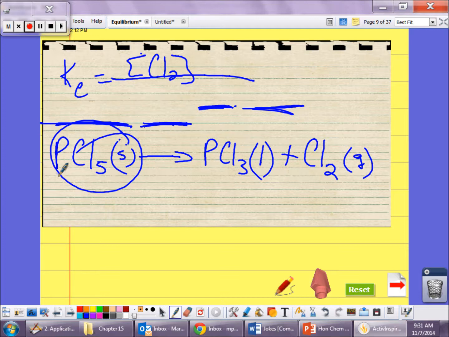Alright? So what do I do for the Kp? I do the exact same thing. It is K subscript P equal, I do not use square brackets, I just put PCl2 to the first power, which I don't have to write. Okay, we are done with this.